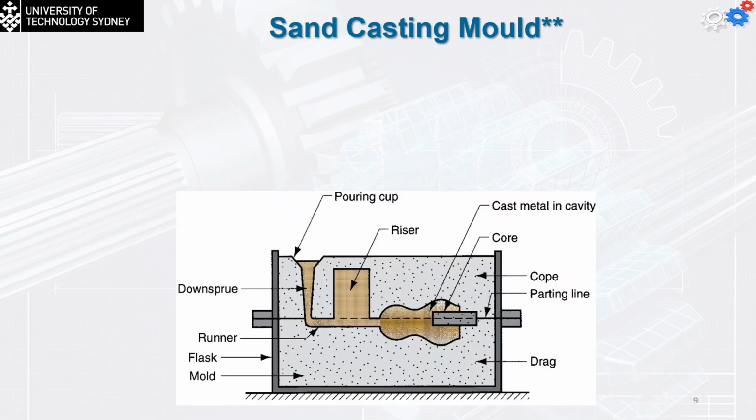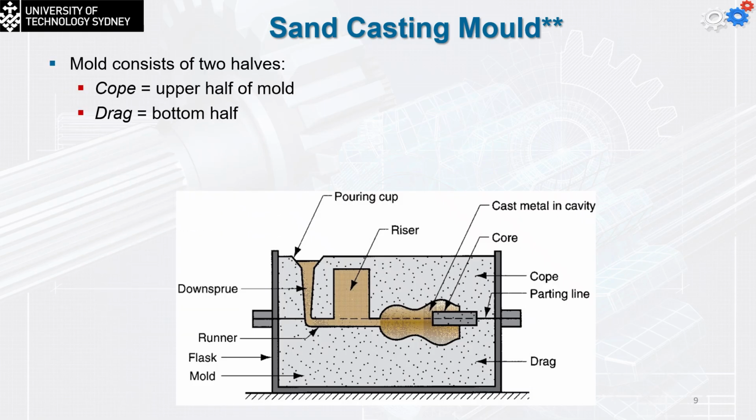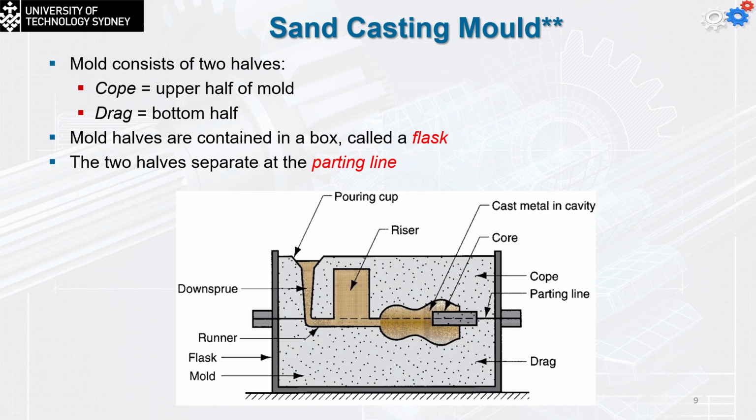So briefly about the sand casting mold. That's the same photo that we saw earlier. We see that simply the mold consists of two halves. The cope, which is going to be the upper half of the mold, and the drag is going to be the bottom one. The mold half contained in a box, and this box is going to be called the flask. The two halves separated by a parting line in between them, the dashed line we can see in the photo.